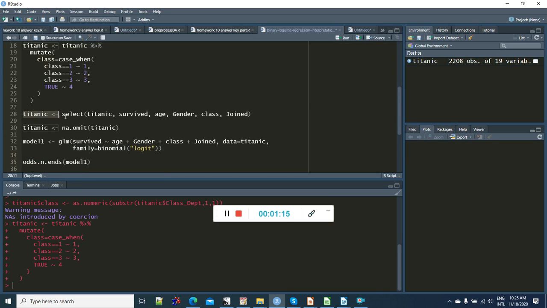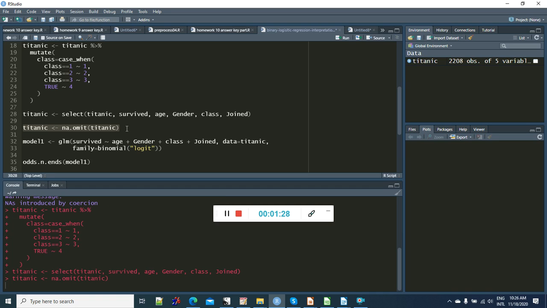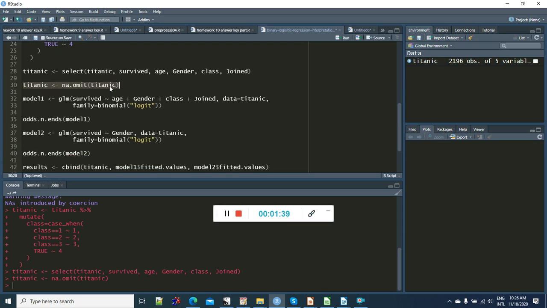We're going to restrict our data set to just the 5 variables that we're looking at today, which are survived, age, gender, class, and joined. Joined being the location that a person boarded the Titanic. We're going to omit the missing values, which takes away, I believe, 12 records from the data set, leaving us with 2196. And these are the records that have missing age, or missing joined, or missing class.